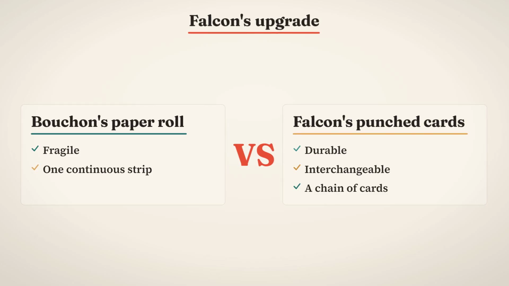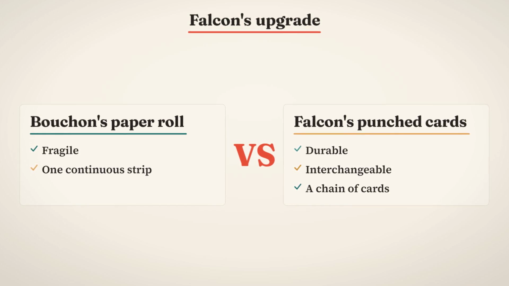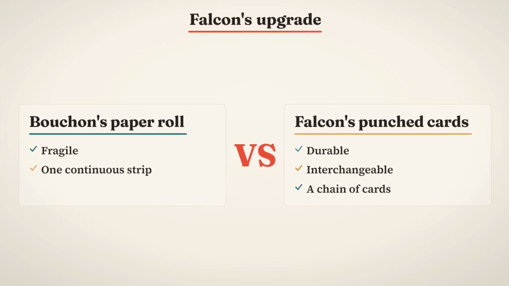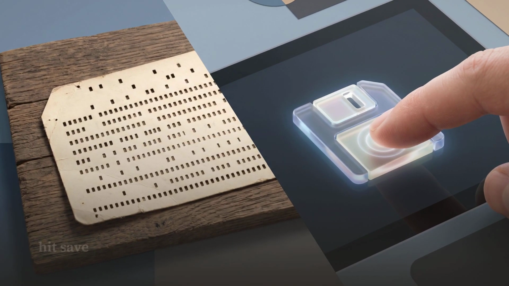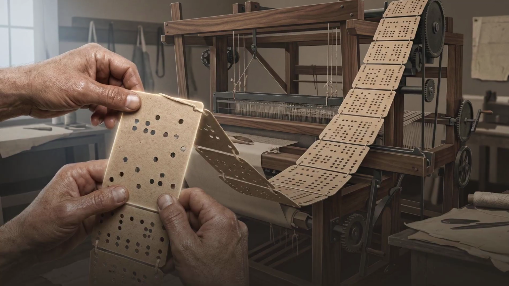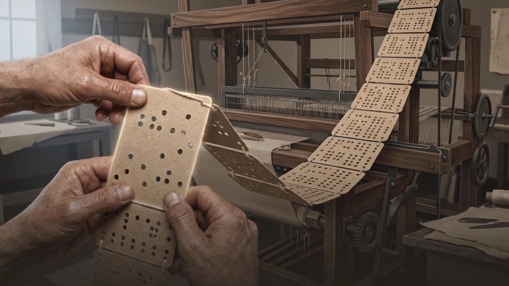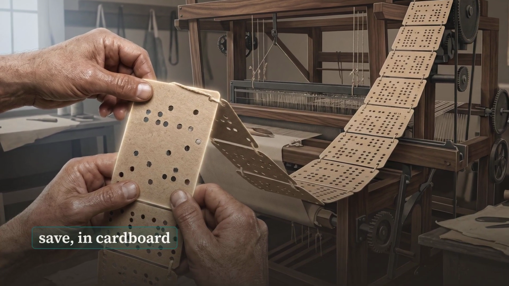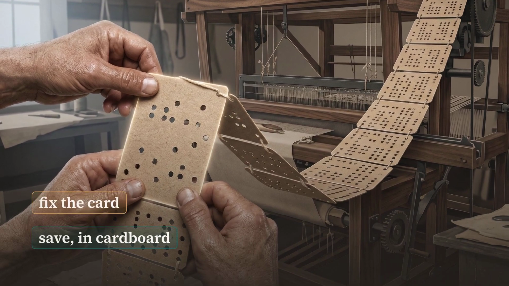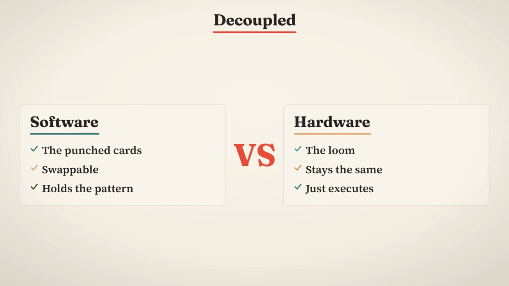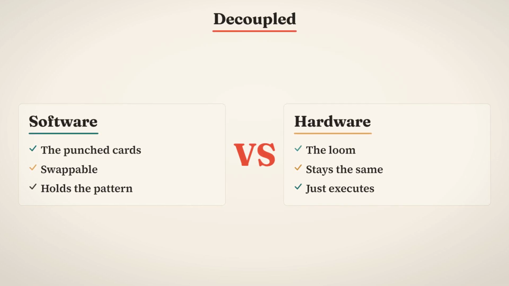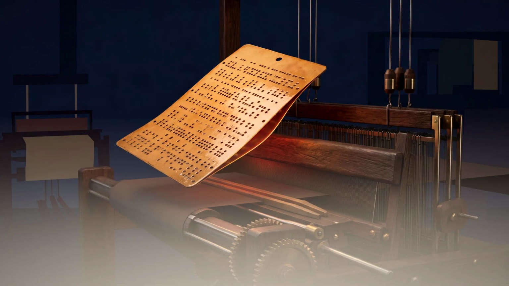It is. And a few years later, Jean-Baptiste Falcon swapped that fragile paper out for a chain of durable, interchangeable punched cards. Okay, let's unpack this for a second. Think about the last time you hit save on a document. Falcon basically invented that exact feeling, but using pieces of cardboard. Like, if you made a mistake in the fabric, you didn't have to rebuild the entire loom. No, you just swapped out one card. They totally decoupled the software from the hardware. That is wild. And that separation is the monumental leap here.